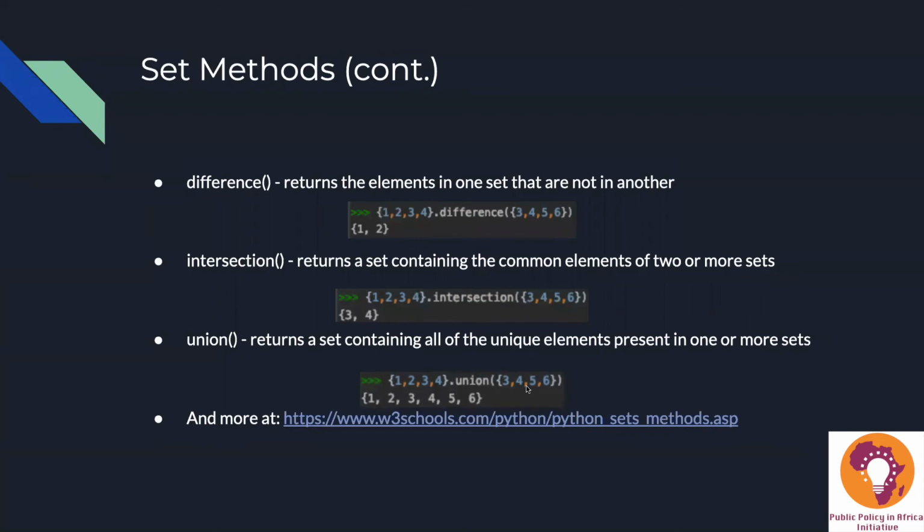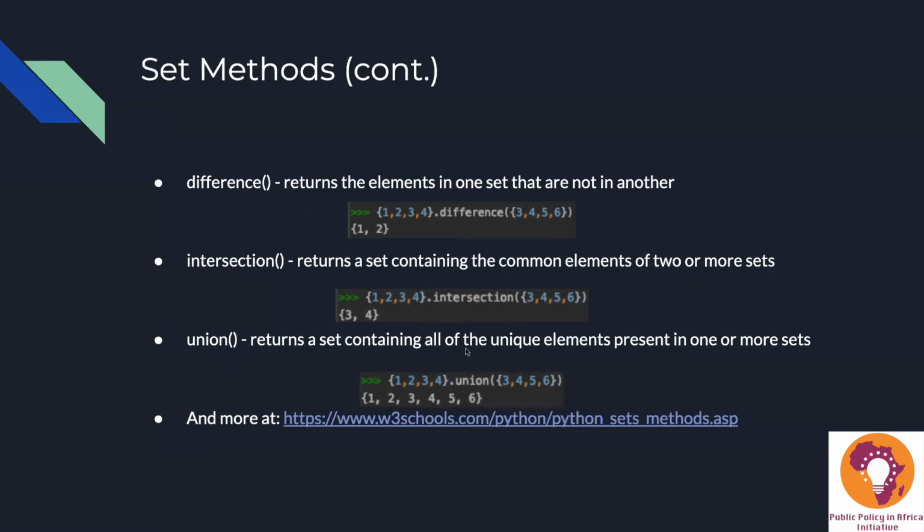Recall that sets can't have duplicate values. So even though we're unioning these together and they both contain 3 and 4, we don't see two 3s and two 4s in here, because they all have to be unique values. So this just returns all of the unique values. It's like combining the two sets. So now we have 1, 2, 3, 4, 5, and 6.